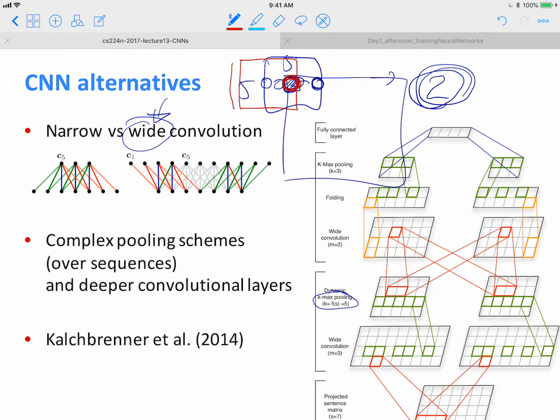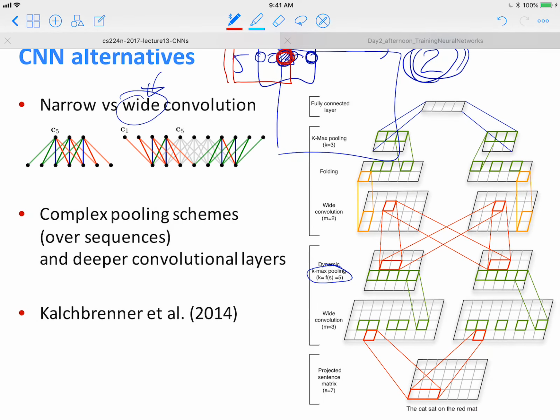So that is called wide convolution. That will correspond to considering only one word, in the case of text classification or text CNN. Okay, and then let's also describe the notion of this K-max pooling.